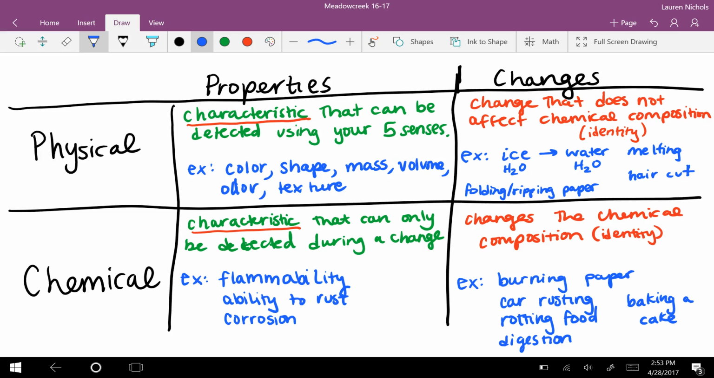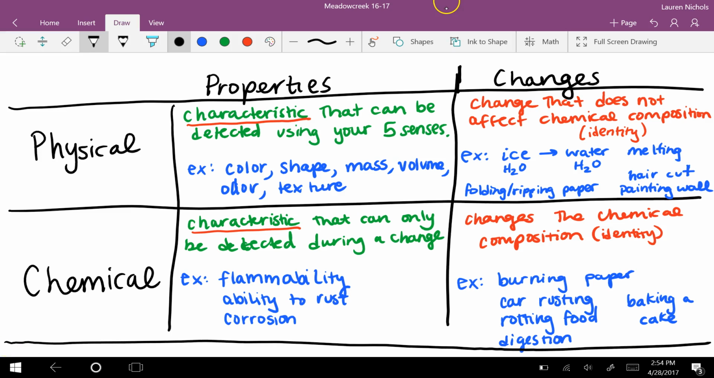All right, but let's say I change the color of a house, right? If I paint a wall, I've changed the color, but it's still a wall. That makes it a, oops, I put that in the wrong column. Painting a wall would be a physical change. It changes the color, but it is still a wall. Okay, so this is our chart about physical and chemical properties and changes. They were a big part of Unit 1.